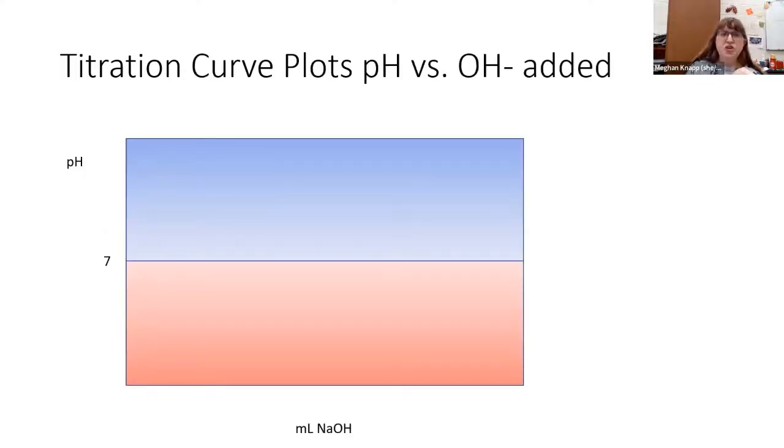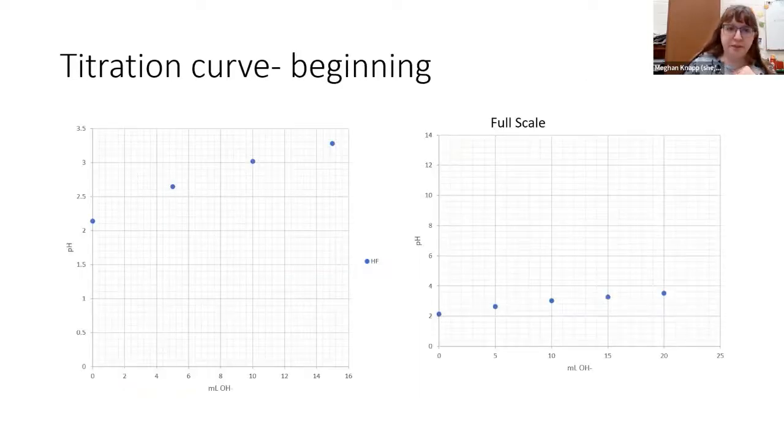So a titration curve usually has pH measured on the y-axis. Remember, 7 is neutral, and it has milliliters of whatever the titrant is, in this case NaOH, going across the bottom. Remember that below a pH of 7, we have an acid. So on our litmus paper, that would turn pink. And above a pH of 7, we have a base, and our litmus paper would turn blue. So these are kind of the axes. Now, the red and the blue are going to go away, but we just want to remember 7 is our neutral area.